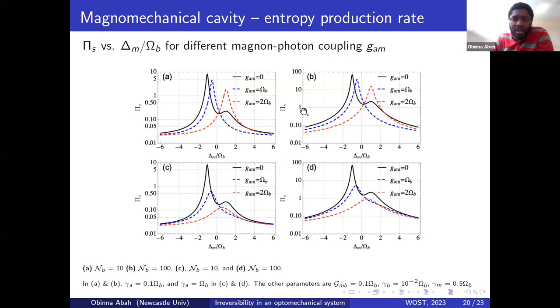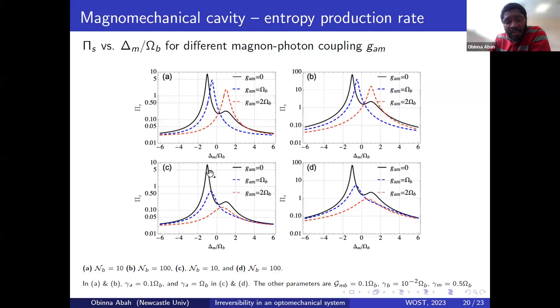And if we now also look at a high value of phonon occupation, which is figure B here, you see there is a large number of terms in the system, and your entropy production rate is high, but the system is almost the same, a bit different, because figure B is plotted with 0.1 of the gamma, the environment decay rate of the atomic cavity, photon cavity.